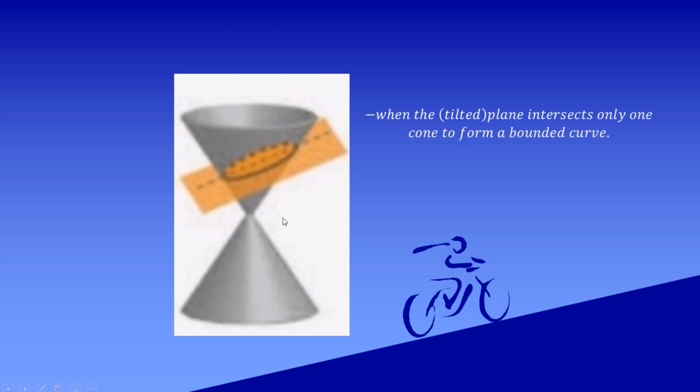Pangalawang figure natin. So, anong conic section na buo? So, when the tilted plane intersects only one cone to form a bounded curve. So, we have a closed figure here. So, this is what we call the special circle. So, maaari din tawagin natin itong ellipse. So, yan ang ating conic sections.